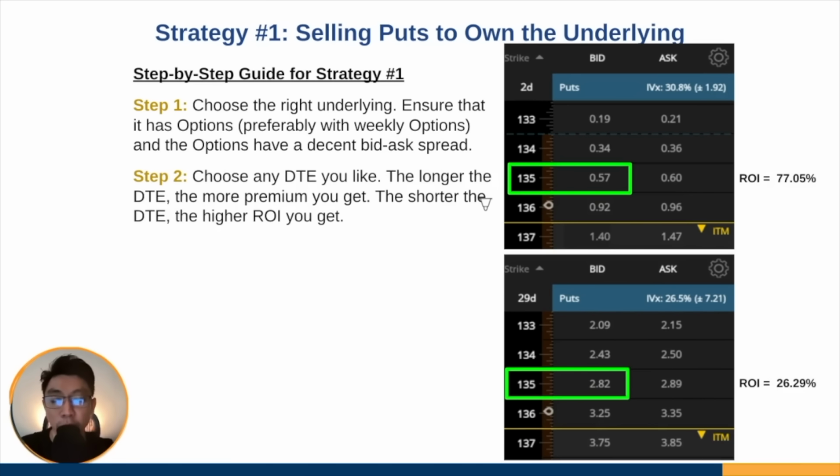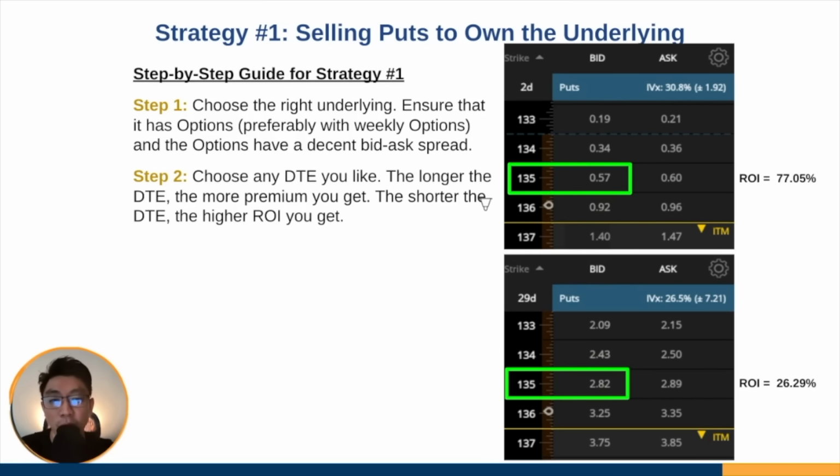Now, step number 2 is to choose any DTE you like, right? For this strategy, I'm not that particular about the DTE. If you have been a follower of my channel for some time, you will notice that in most of my videos I like to talk about the longer term DTEs, basically above 45 DTEs, mainly because we have an edge there. But this strategy is different because we're not trying to avoid assignment, right?